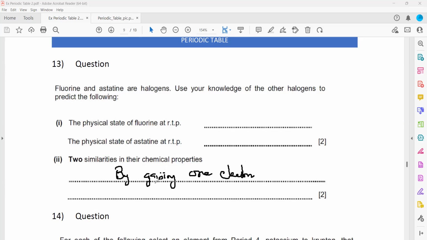So they react by gaining one electron. That is one thing. The second is they react with hydrogen to form acidic solution like hydrogen chloride, hydrogen bromide, hydrogen iodide. So they all form acidic solution and they can also react with metal to give the salt.